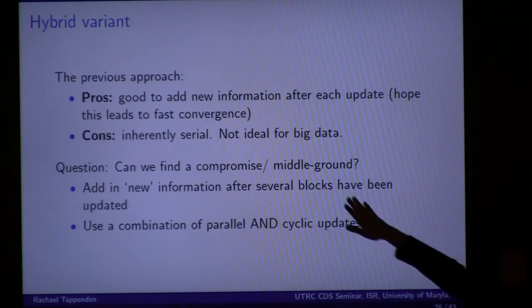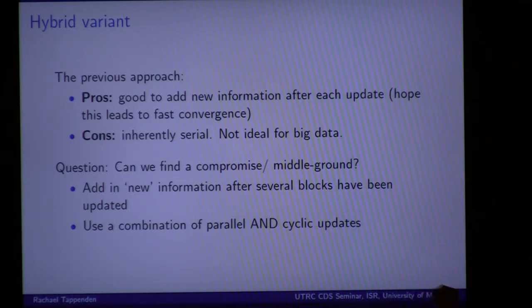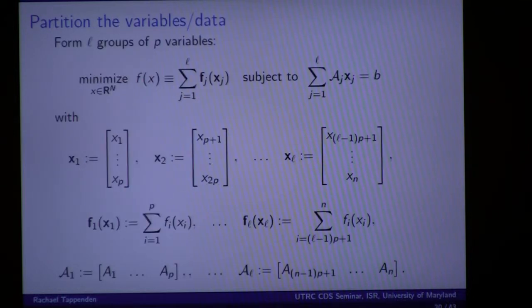So what I want to do is find some kind of compromise or middle ground. So this is the algorithm. It's going to add new information after several blocks have been updated in parallel. It's going to use a combination of parallel and cyclic updates. So this is my formalization, but let's not worry about it too much. I'll just describe in words how this algorithm is going to work.